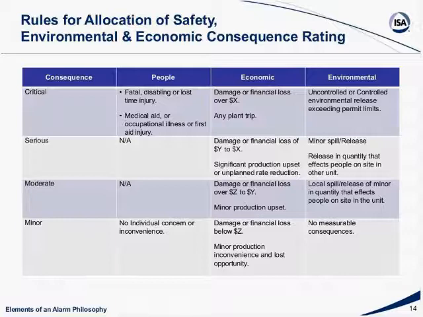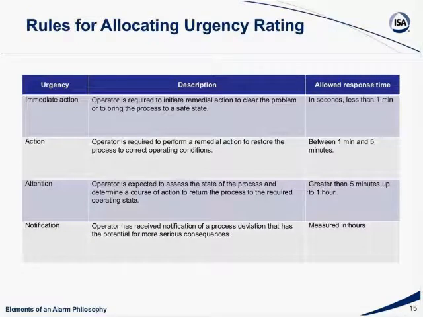On the environmental side, you have an uncontrolled or controlled environmental release that exceeds any permit limits. That would be a critical alarm. On a serious side, you're going to have a minor spill or release, and it's in a quantity that affects people only on the site. This is not off-site. If you have a release that goes off-site, that becomes a critical priority. And then moderate would be a local release minor in quantity that affects only people in a specific unit. It's not site-wide. It's a specific unit. And in minor, there is really going to be no measurable consequences.